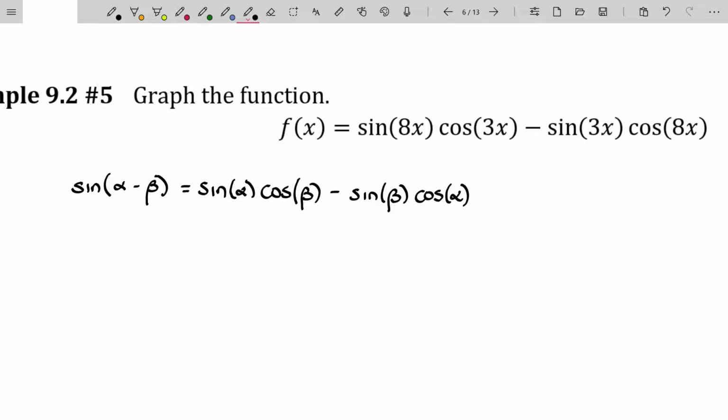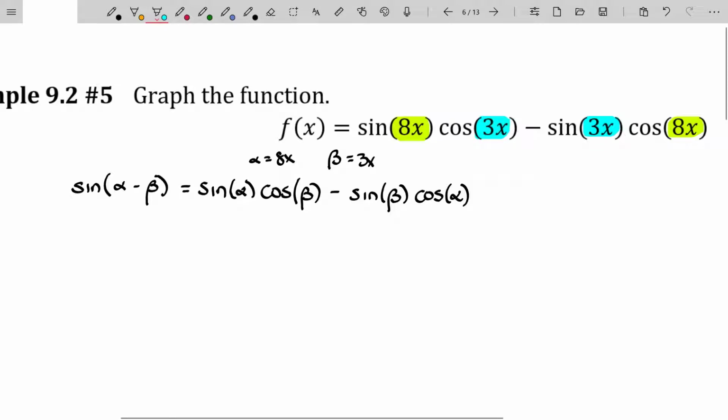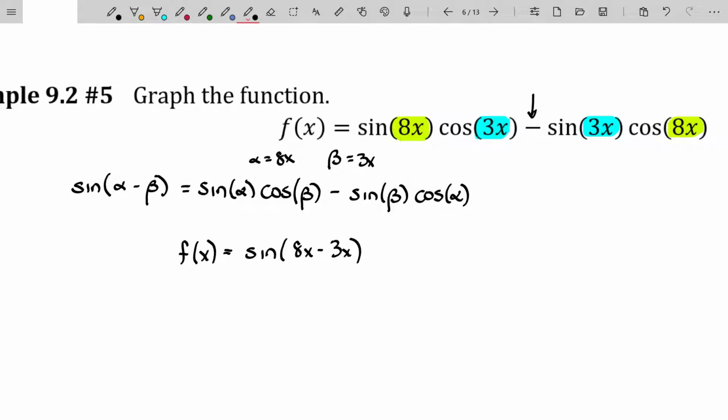And it looks to me like playing the role of alpha is 8x and playing the role of beta is 3x. And you could see alpha, and going over here and selecting a different highlighter, beta and beta. There we go. So let's go ahead and rewrite f of x. F of x is going to be equal to the sine of alpha minus beta, because it's a minus sign. Sine keeps the sign. And that'll be the sine of 5x.